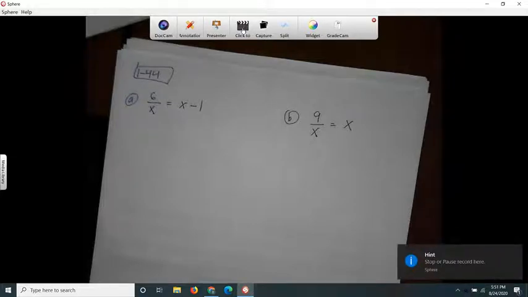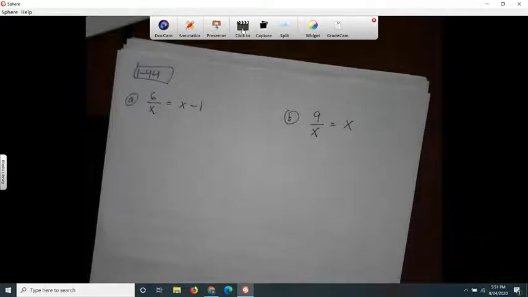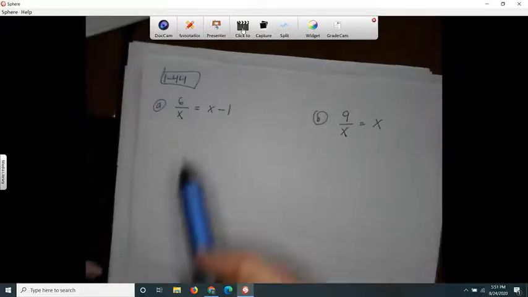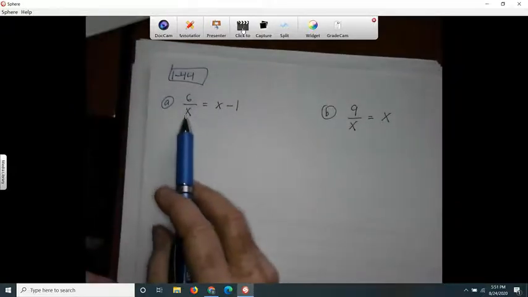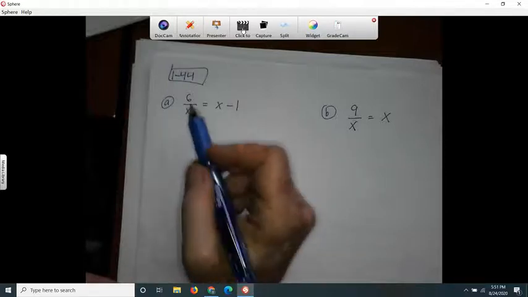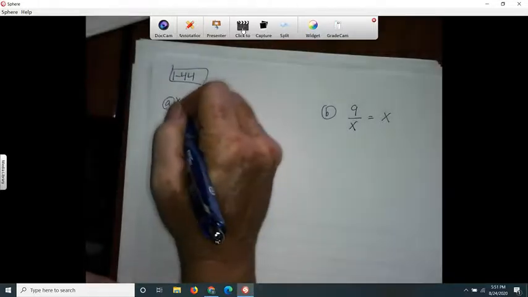Here's Integrated 3, problem 1-44. It says to solve each of the following equations and be sure to check your answers. So on this one, I have an x in the denominator and I want to get rid of it. So I'm going to multiply both sides by x.